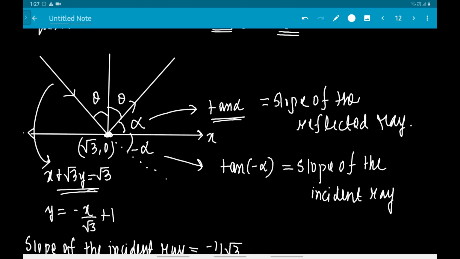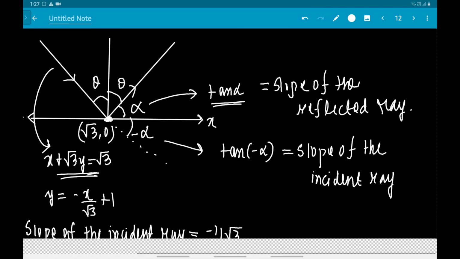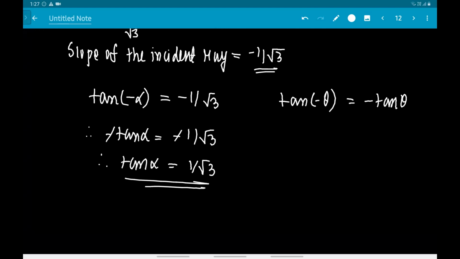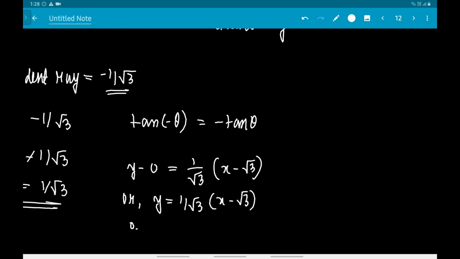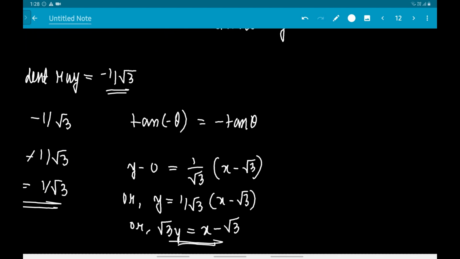So we have found out the slope, and we know one point on this reflected ray, that is root 3 comma 0. That means root 3 comma 0 is obviously lying on the reflected ray. So we know one point and we know the slope, so we can find the equation of the reflected ray by the slope point form. We can write y minus y1, here 0, is equal to 1 by root 3, the slope of the reflected ray, into x minus root 3, that means x minus x1. So from this we get y equal to 1 by root 3 into x minus root 3. So we can write root 3 y is equal to x minus root 3. This will be the equation of the reflected ray.